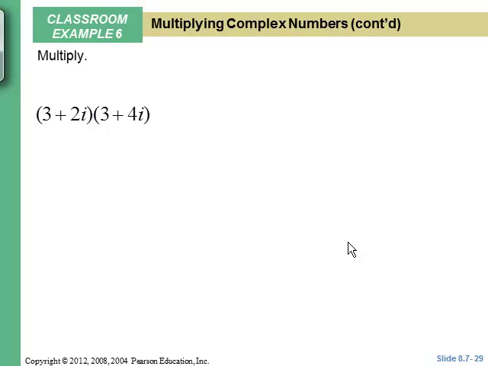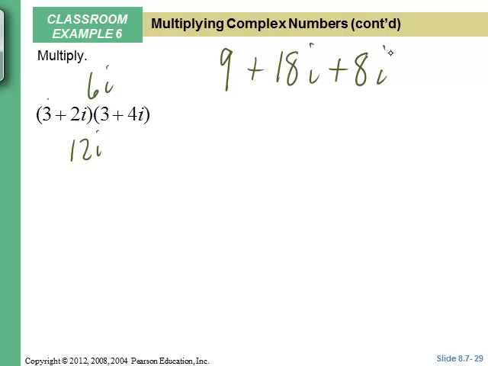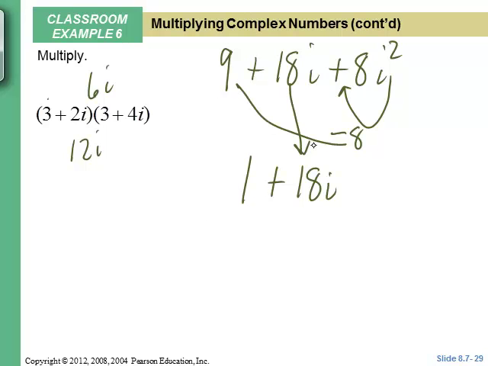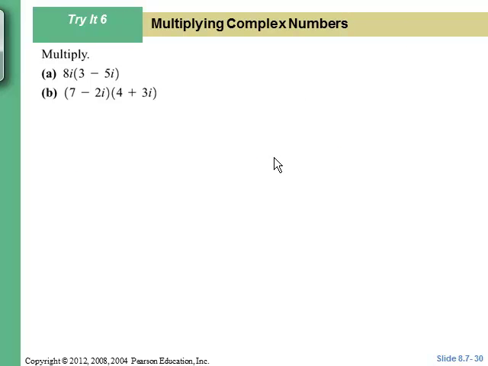Okay, another one. Firsts, 9. Outsides, this is 12i. Insides, this is 6i. 12 and 6 makes 18i. Lasts is 8i squared, but i squared is negative 1, so it's minus 8. 9 minus 8 is 1 plus 18i. Bring down the 18. Okay, you try these two.